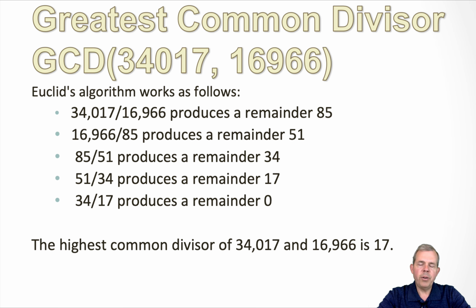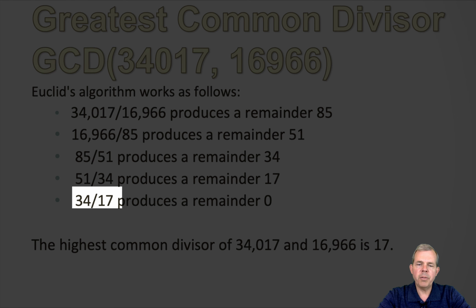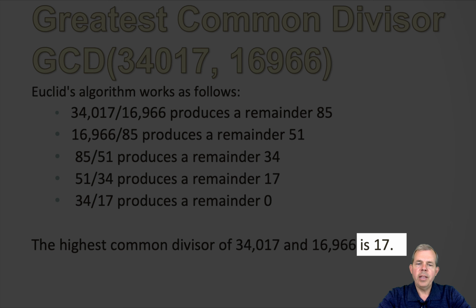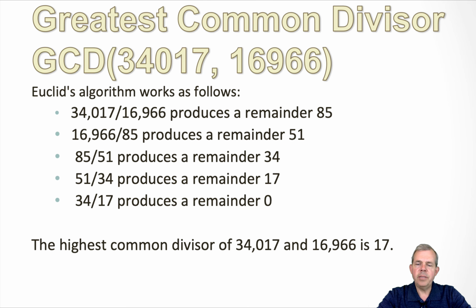51 divided by 34 now gives you 17. 17 goes evenly into 34 with a 0 remainder. And so now we'll take 17 and we'll call that the greatest common divisor, or the highest common divisor. And so in a matter of 5 steps, we solved a very complex problem that found the greatest common divisor. And so we'll be coding that in a C# example.